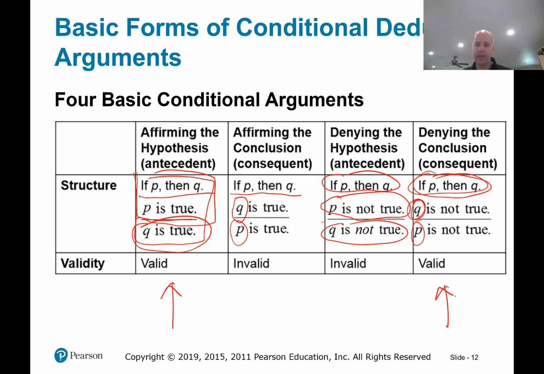So the second premise, along with the first premise, has to lead to the conclusion in this case as well. And then of course, the other two are invalid because the conclusion does not necessarily follow from the two premises. Okay, and if you remember, this is the fallacy of the converse, and this is the fallacy of the inverse.